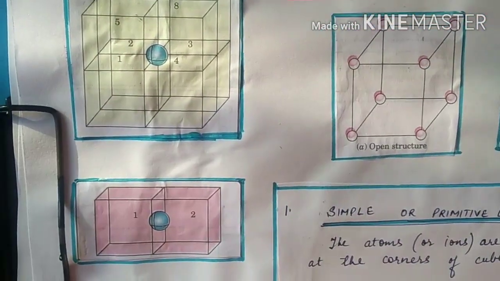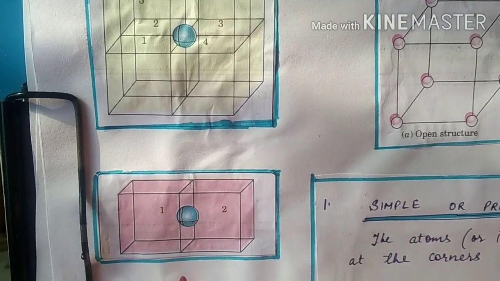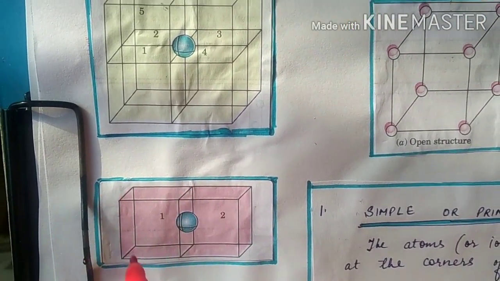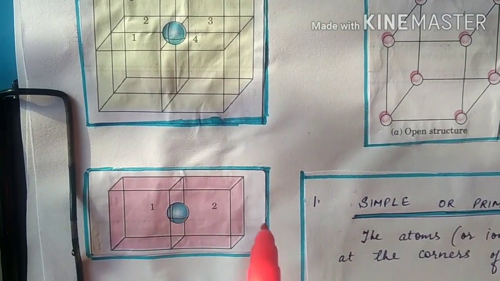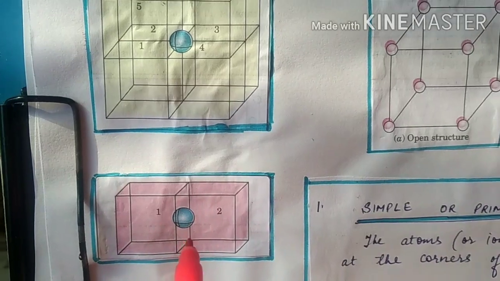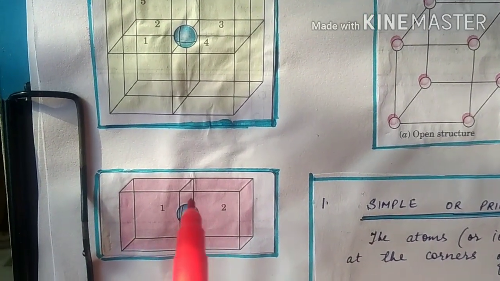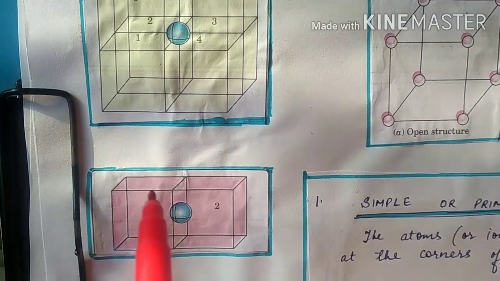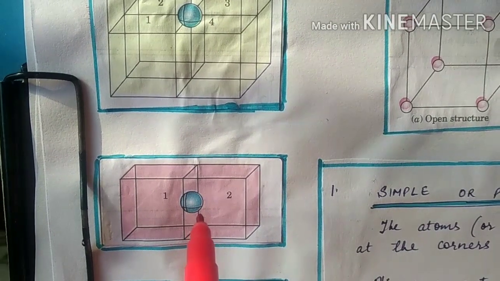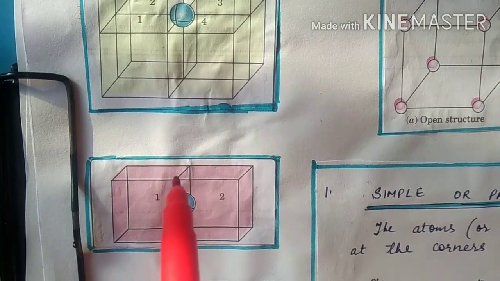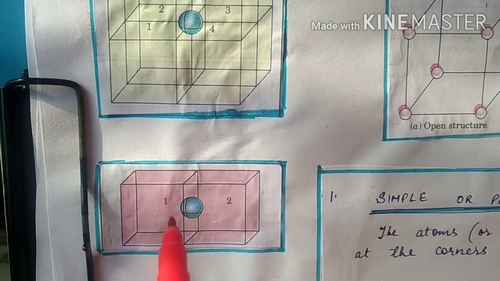Then similarly, the atom present in the center of any face, for example in this unit cell, the atom present in the center of this face is being shared by the adjacent unit cell as well. So if one atom is a part of 2 unit cells, then its contribution to one unit cell is 1/2. So an atom present in the center of a face, its contribution to the unit cell is 1/2.